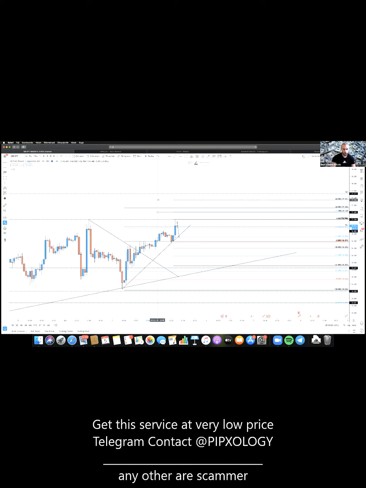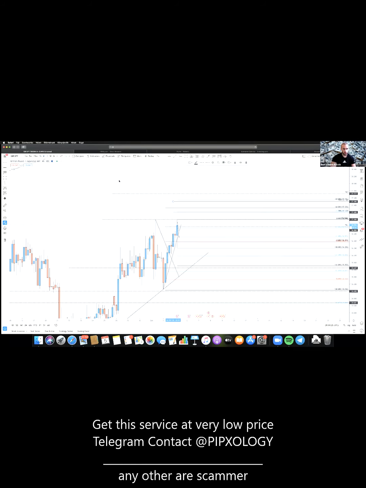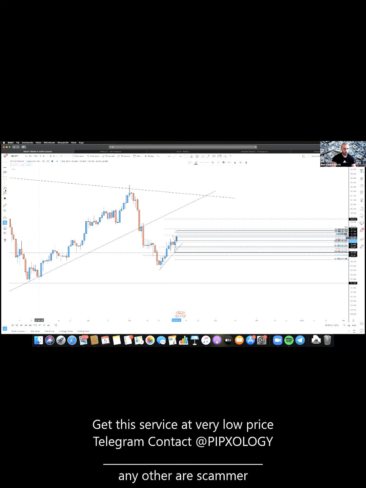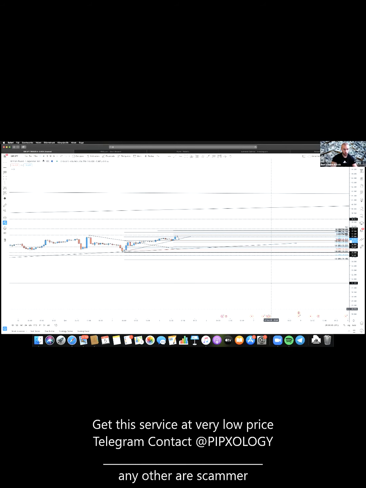Second one, 137.500, to H4 minus 68. And after the TP3, what is on the bigger time frame? 127 level. So this is what I think from GBP/JPY at the moment.